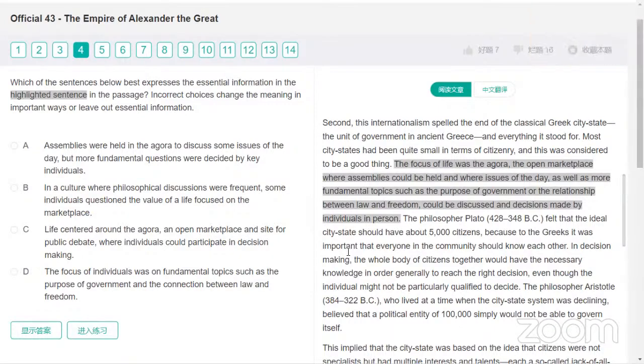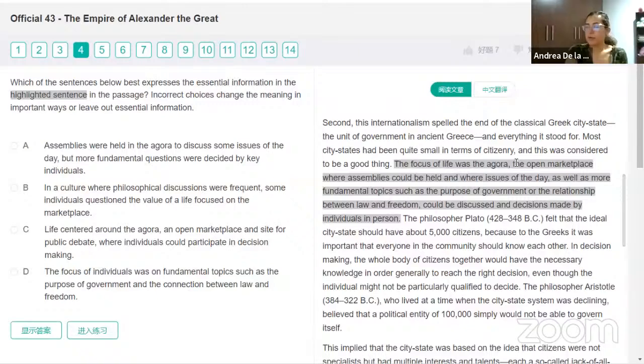I'm between A and C, but I think it's A. Okay, A. All right. He said the focus of life was the agora. The open marketplace where assemblies could be held and where issues of the day as well as more fundamental topics such as the focus of core and of they could be discussed. Esto es muy común, ese tipo de preguntas. Siempre tienen más o menos la misma idea.